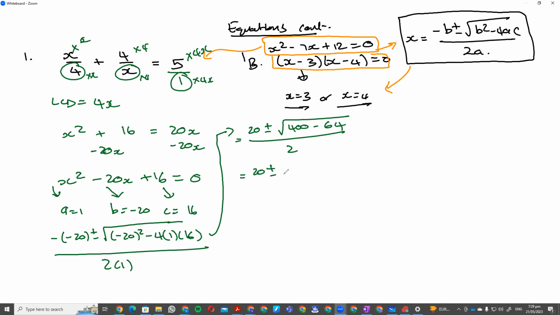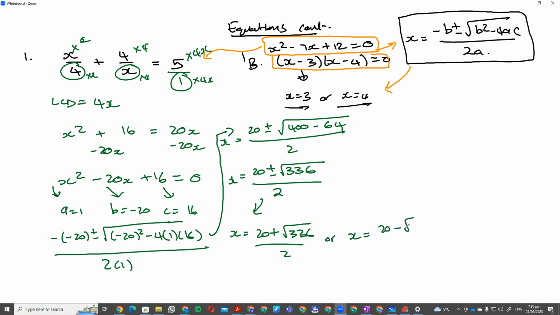So 20 plus minus the square root of 336 divided by 2 gives me two options for x over here. So I can have x equals 20 plus the square root of 336 over 2, or I can have x equals 20 minus the square root of 336 all over 2. And this is going to be 20 plus the square root of 336 divided by 2 comes to 19.17.